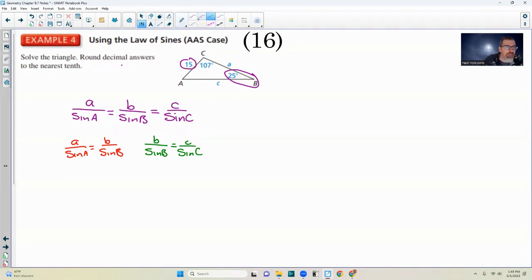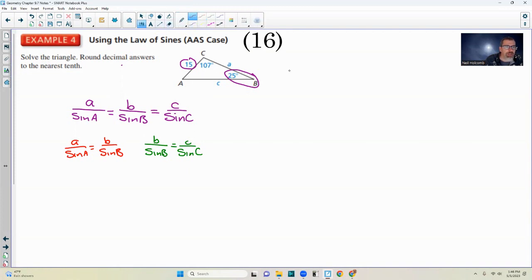Now we substitute our givens. So what is side a? We don't know. What is angle A? We don't know. Okay, so there's nothing I can do with that right now. But as you can see, we know two angles. So off on the side here, let's find A.